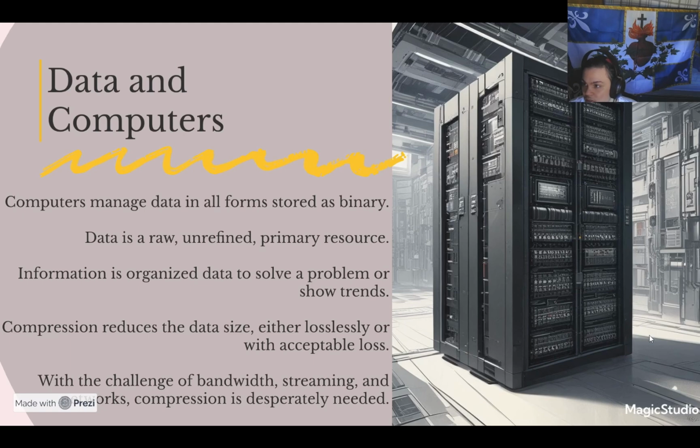There was a time when storage was very expensive. Now storage is relatively cheap. Most people have a 1 terabyte hard drive. So that was the main reason for compression. Now files are being sent over the internet.